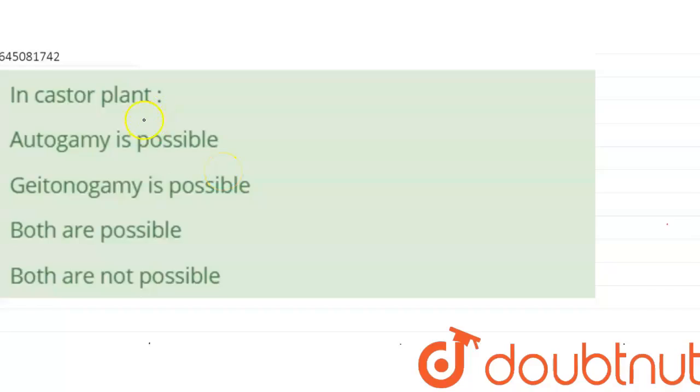Today we will discuss the new question. The question says that in castor plant, 4 options are available. First is autogamy is possible, second is geitonogamy is possible, third is both are possible, and the fourth is both are not possible.